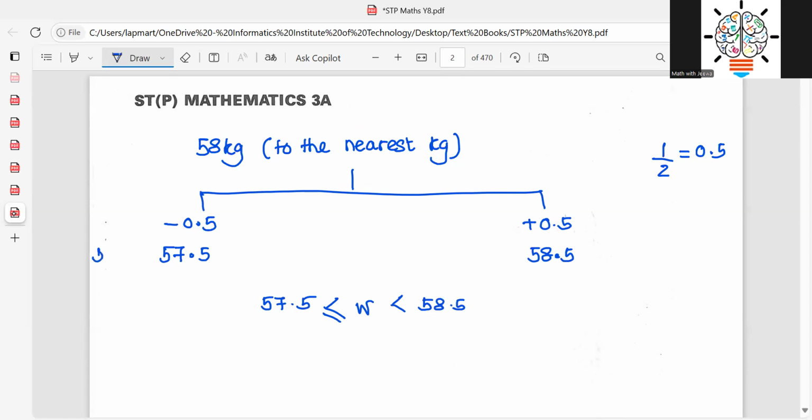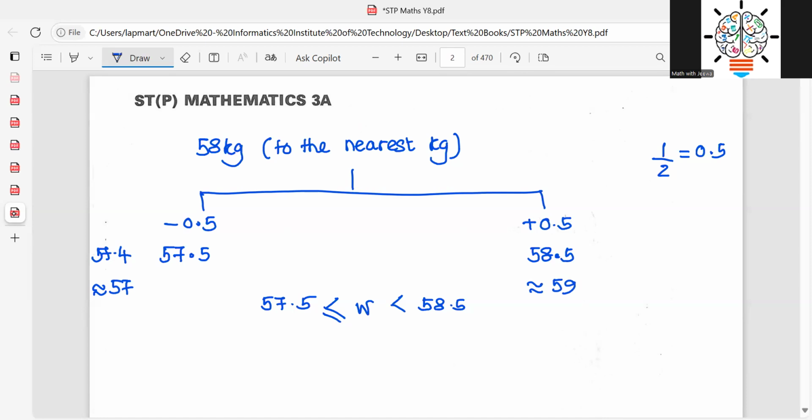So I'll take an example. If you have 57.4, when you correct it, it gives me 57. If you have 58.5 or more than that, this is equal to 59, not 58. Therefore, to get the answer 58 to the nearest kilogram, the weight should be 57.5 or more than that, or it should be less than 58.5.